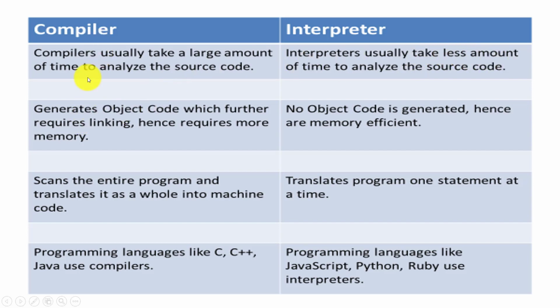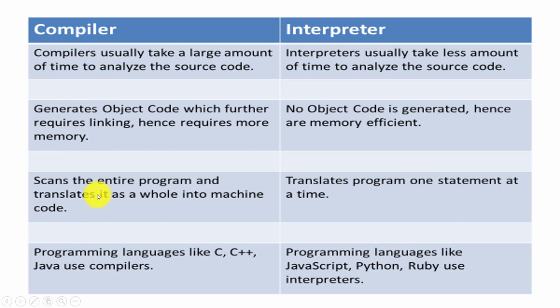Now the compiler generates object code which further requires linking, and hence it requires more memory or CPU utilization. But the interpreter doesn't generate any object code, hence it doesn't require as much memory as the compiler. The compiler scans the entire program and translates the whole of it into machine code, but the interpreter translates the program one statement at a time.